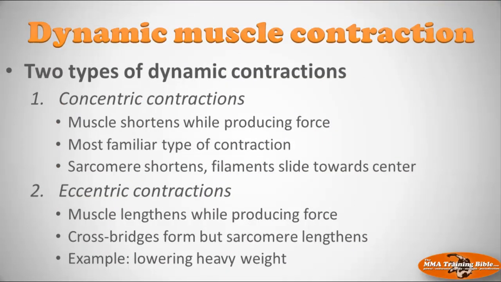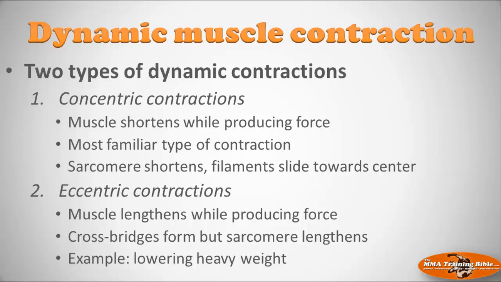Okay, let's talk about that first type of dynamic contraction, because remember, we have static contractions and dynamic contractions. The 2 types of dynamic contractions are shown here: concentric contractions and what are called eccentric contractions. Big terms, but let's unpack them so you understand exactly what they mean. A concentric contraction is when your muscle is generating force and the muscle itself is shortening. This is probably the most common type of contraction.